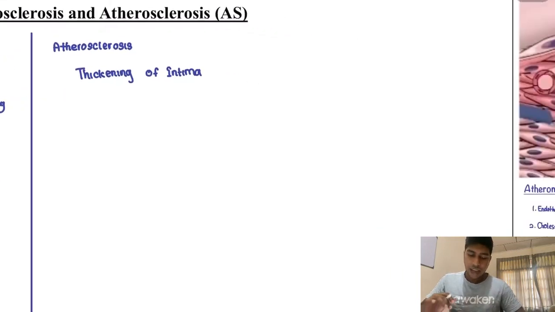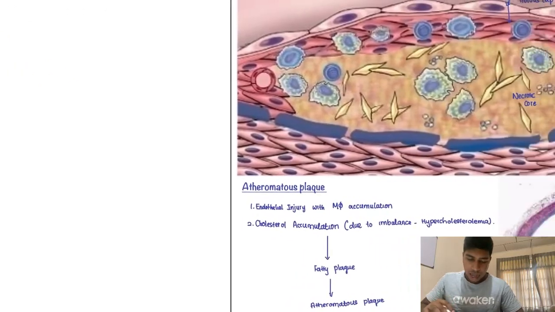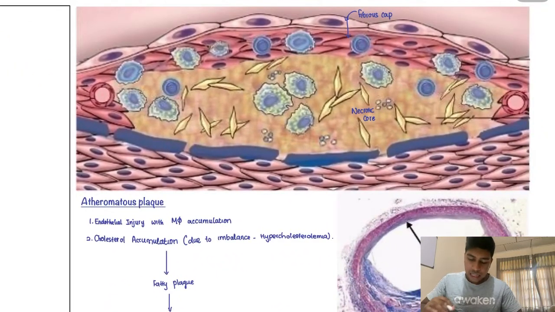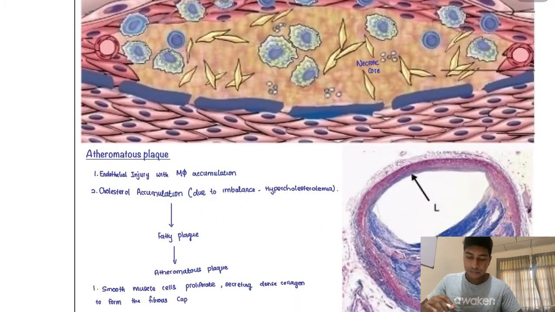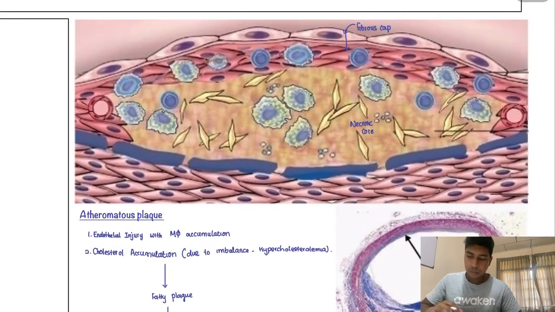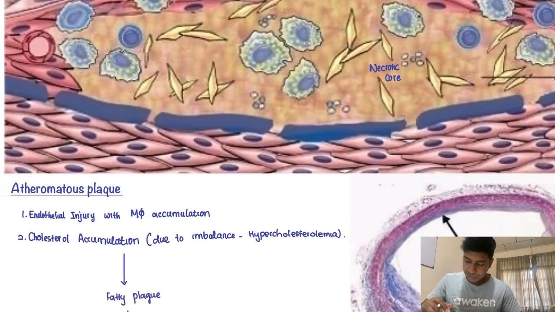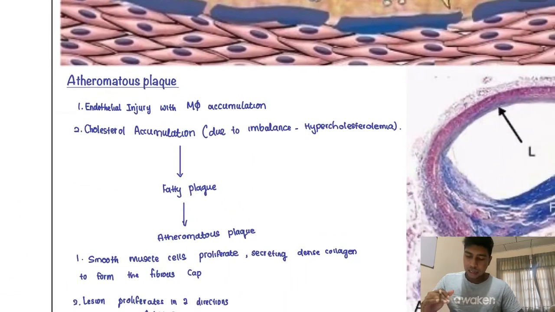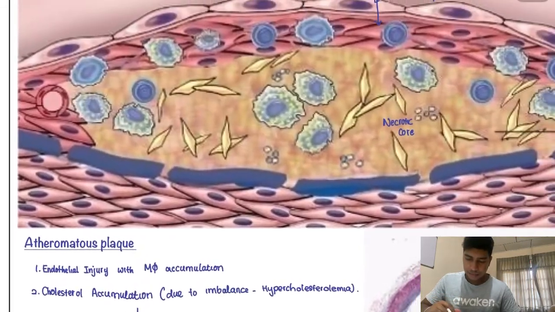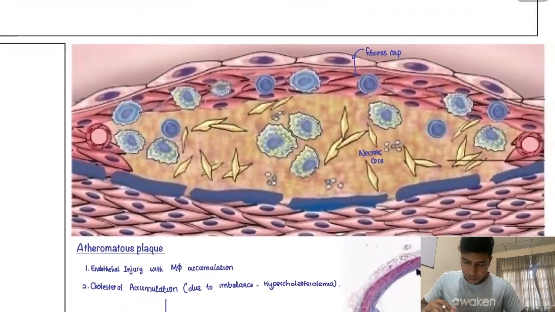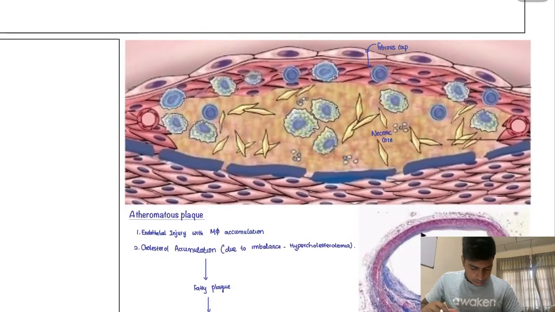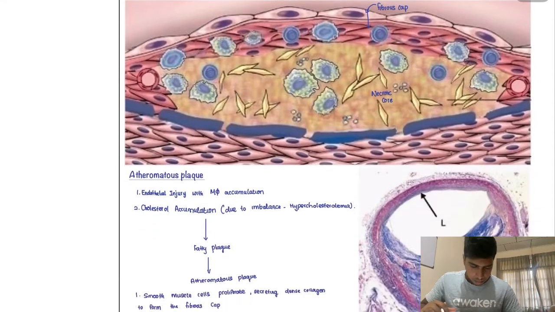Next, you have atherosclerosis. Atherosclerosis is the thickening of the intima. We're going to learn the way it happens. There's a chance this question can be asked as an essay question, so I will teach you to understand it. Now first, what is an atheromatous plaque?